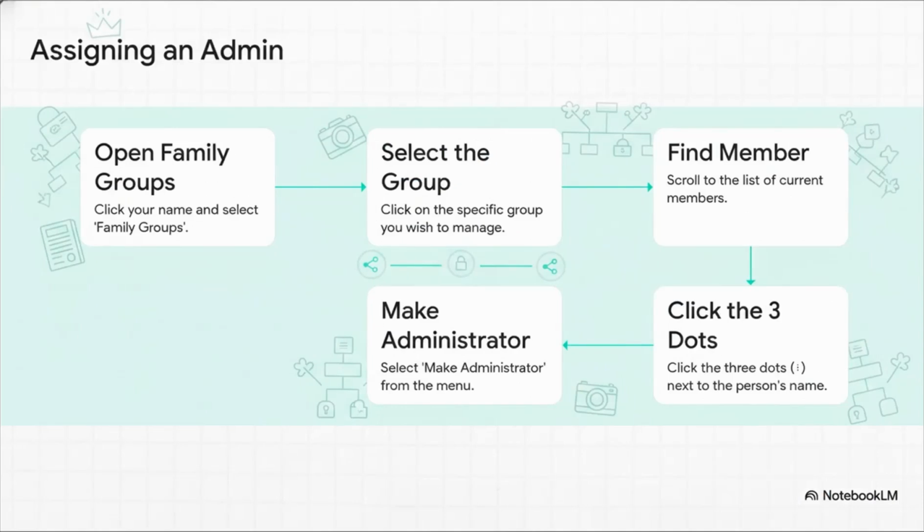And you won't believe how easy this is. Seriously. You just go into your family group, find the person's name in the member list, click those 3 little dots right next to their name, and select Make Administrator. It literally takes 10 seconds, but it secures the group's entire future.